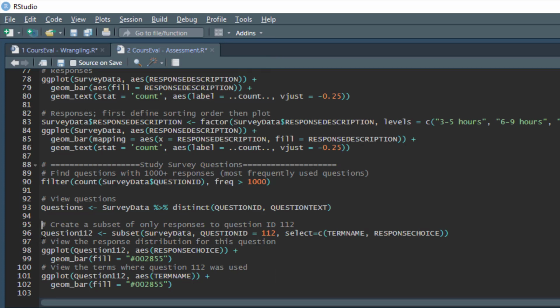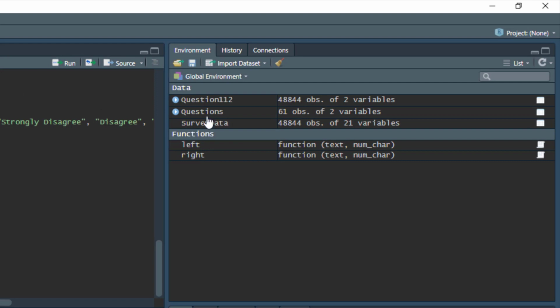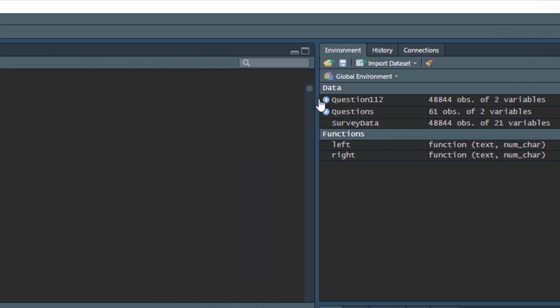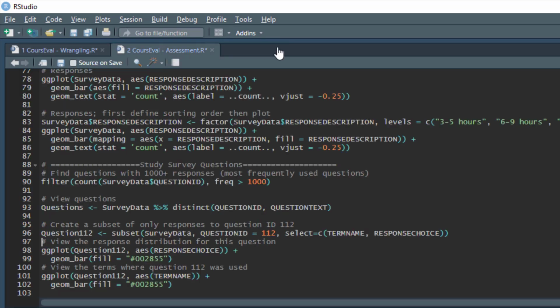Then we're going to begin to narrow down the data in our assessment. Again, this isn't our analysis, it's still our assessment. We're going to narrow down the data to look at just data around question 112. So we're going to pull the data and we're going to have a subset of data there. If we open that up, this is question 112, and here we're going to take a look at the term name and the response choice. For every time there was a response, we're noting the term name and what the response was.